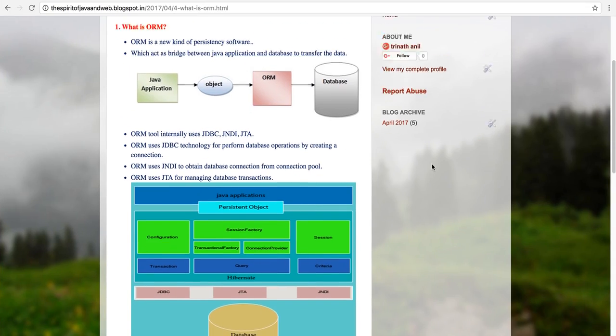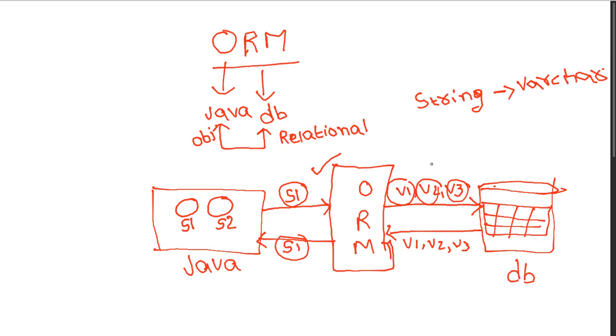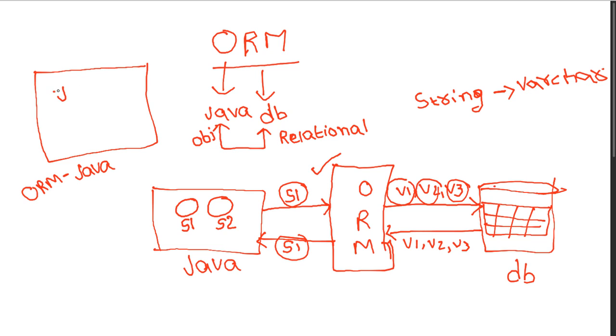Now the next concept is, what does an ORM tool internally use? An ORM tool is also an API. This ORM tool is implemented in Java language only. It is not a new language. So what does any ORM tool internally use? It internally uses the JDBC API.